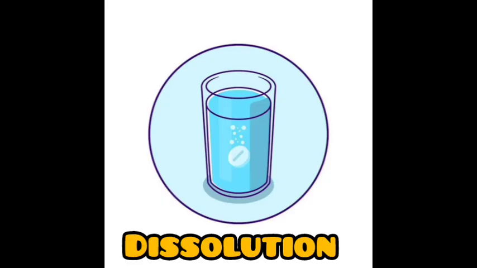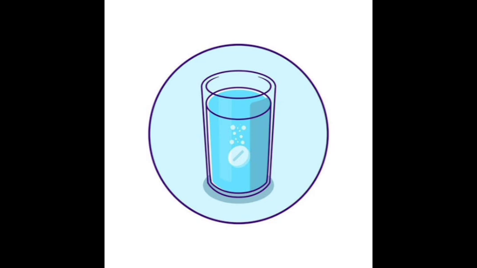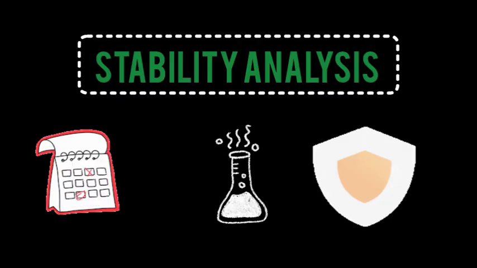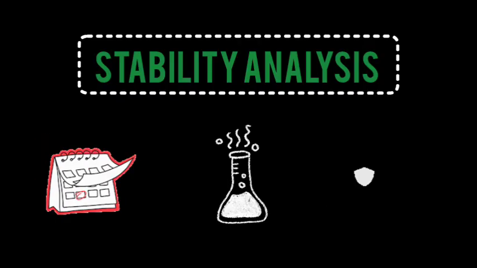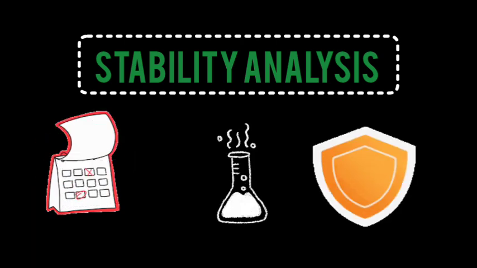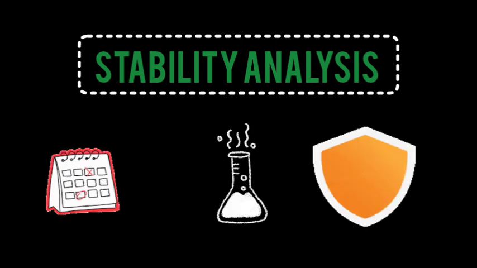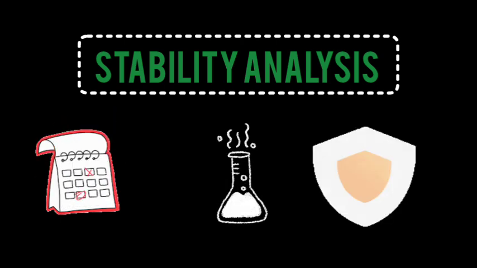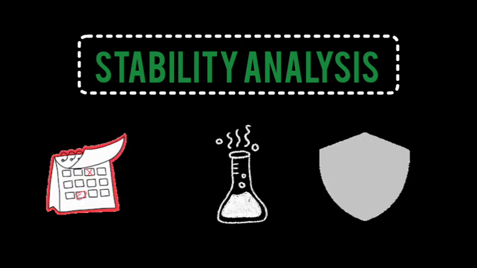Dissolution. This is the rate at which the drug dissolves. It's not just about if it dissolves, but how quickly. Part 3: Stability analysis. Finally, stability analysis. We need to ensure the drug remains safe and effective from the moment it's made until it's used by a patient. This means checking its stability under various conditions.